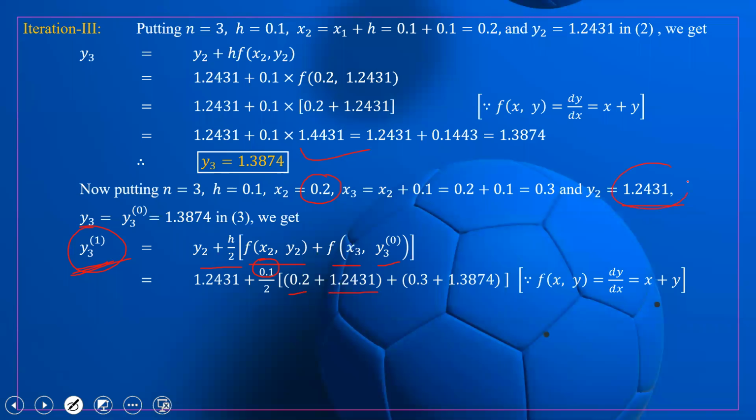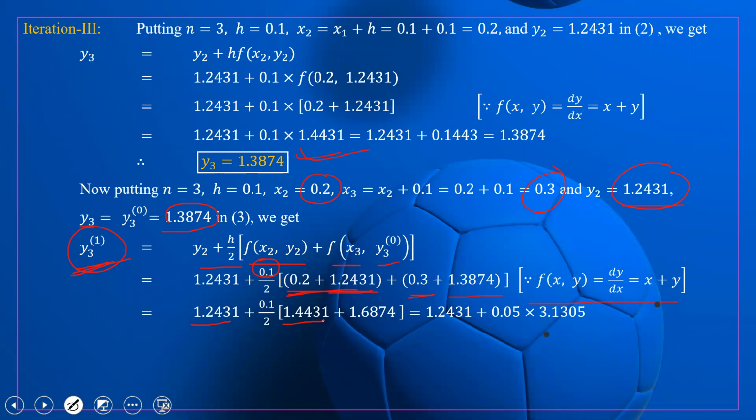y2 is equal to 1.2431. Then x3 is what? It is 0.3. And then y3 0 is 1.3874 by using this formula. So 1.2431, if we add this, it is 1.4431. If we add this, it is 1.6874. And if we add and simplify this, we are getting this, and 0.1 upon 2 is 0.05. If we multiply it again, the multiplication of this is equal to 0.1565. So the addition of these two things is 1.3996.